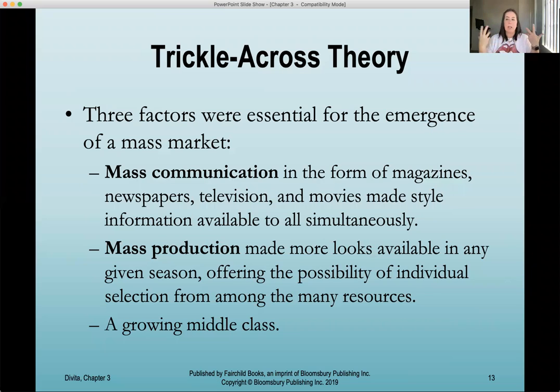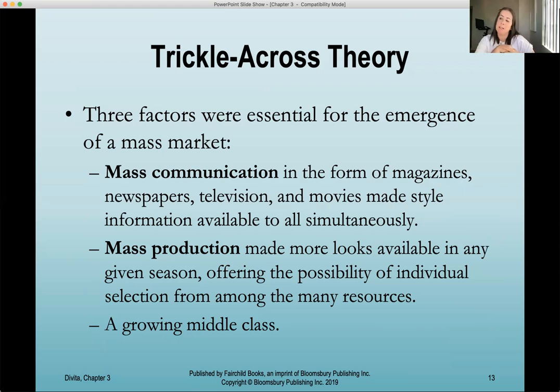If there's not communication about the new innovation in the form of newspapers, magazines, television, movies, music, social media, and the information is not available to all the class systems simultaneously, it's not going to be successful. So there has to be mass communication about the trend to all the class systems.